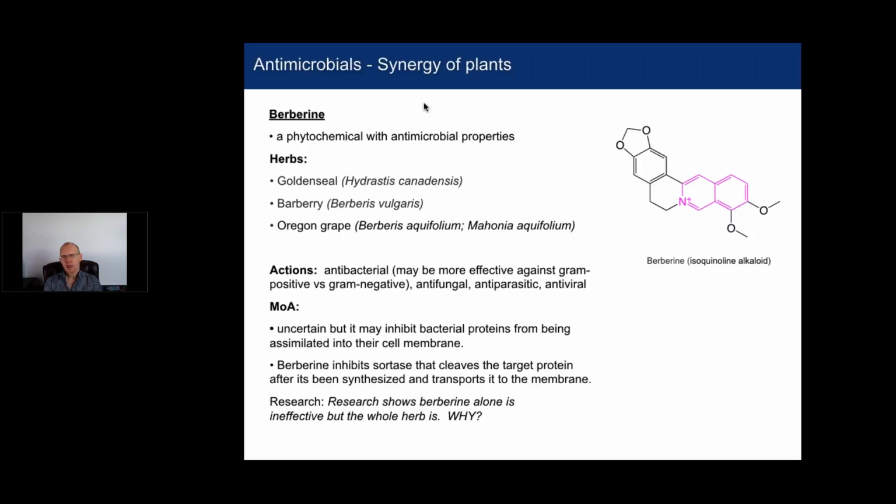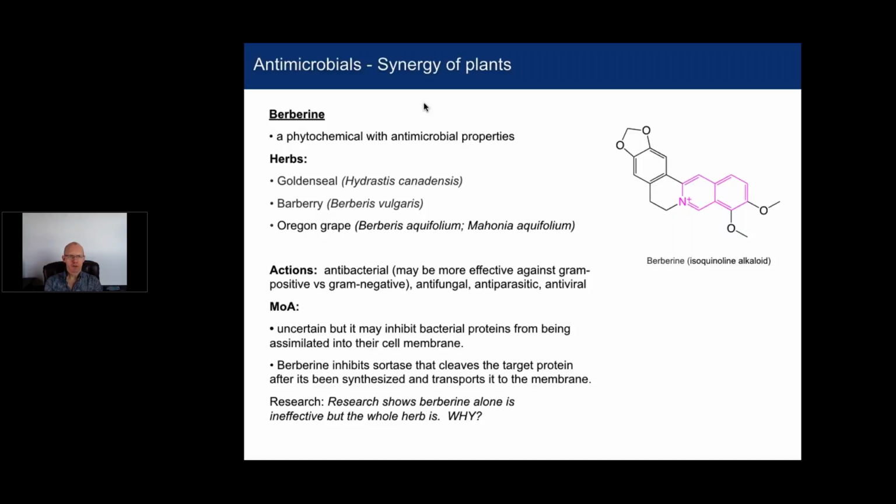So if you consume the whole herb, you could have 3, 4, maybe half a dozen compounds that are similar in structure to berberine that may work the same, may be less effective, or may target a different organism. I'm not sure, or a different receptor. So it appears that from an antibacterial standpoint, berberine may be more effective against gram-positive versus gram-negative, but it does work against both classes of bacteria, and it also appears to have an antifungal, antiparasitic, and an antiviral property. So this is a great broad spectrum antimicrobial.